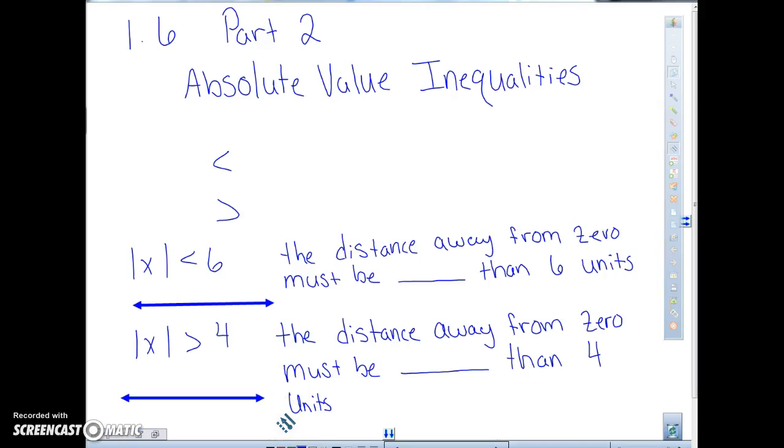Okay, this is Algebra 2, 1.6, Part 2, Absolute Value Inequalities. We just have 3 problems, I think, left to solve, and then you'll be finished with this lesson.